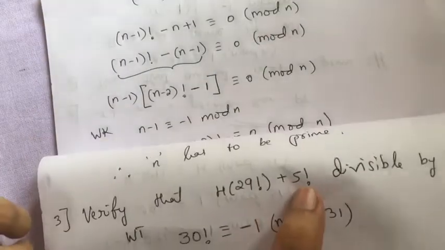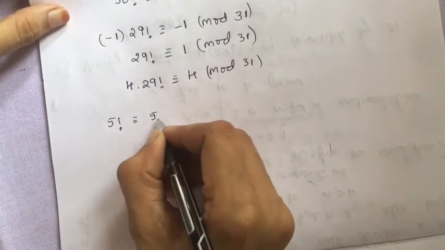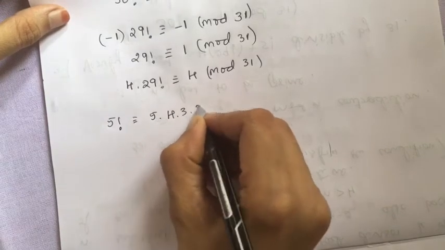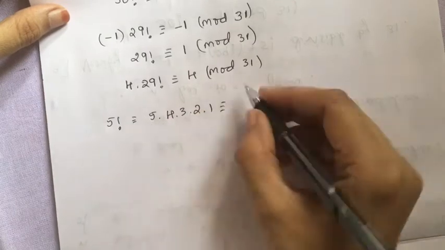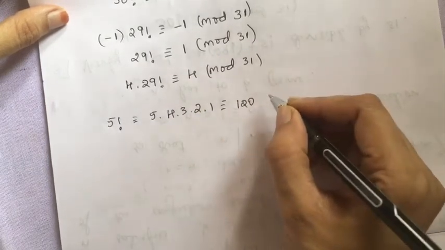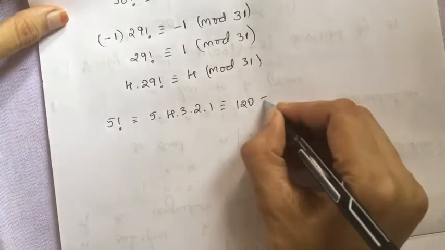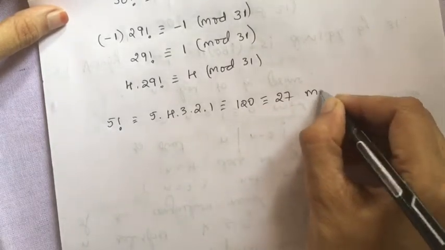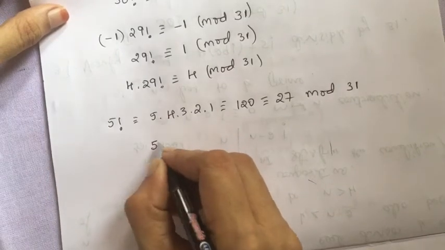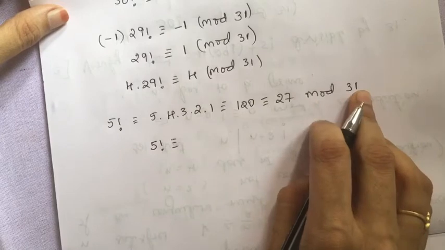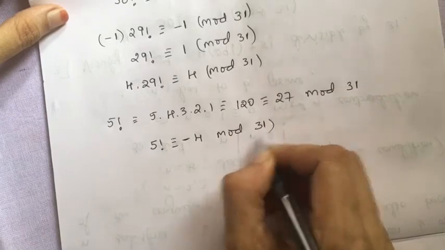Next I want 5 factorial. So 5 factorial, I can write as 5 into 4 into 3 into 2 into 1, which is nothing but 24 into 5, it's 120, which is 27 mod 31. So I can directly write 5 factorial is congruent to, difference is minus 4 mod 31.